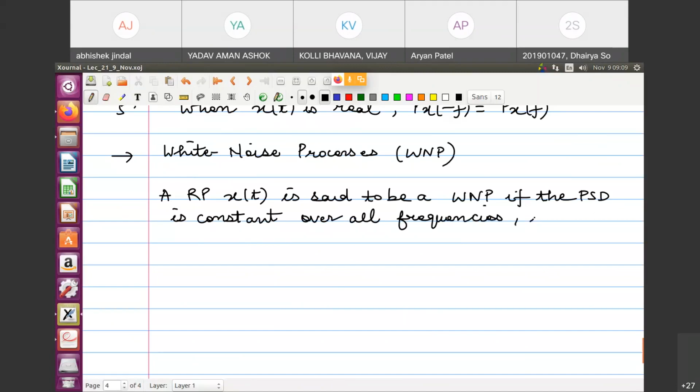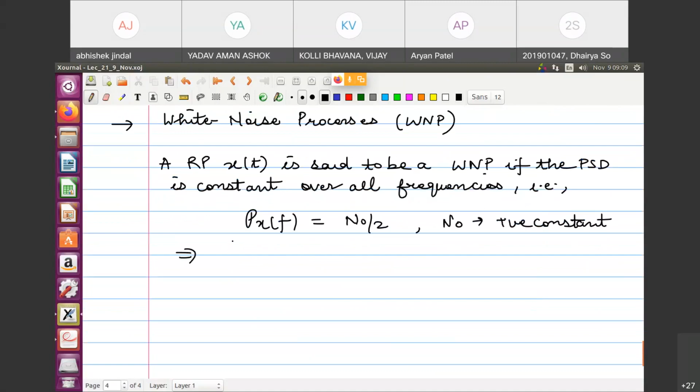that is, Px f is equal to n0 by 2. Suppose we say n0 is a positive constant, because it's associated with PSD. PSD is always positive, which implies that your Rx tau is nothing but a delta function. Why? Because you must know the Fourier transform of a delta function is 1. So if I take the Fourier transform of Rx tau, I will land up with n0 by 2. Now when I land up with n0 by 2, it means Rx tau is n0 by 2 into delta of tau.